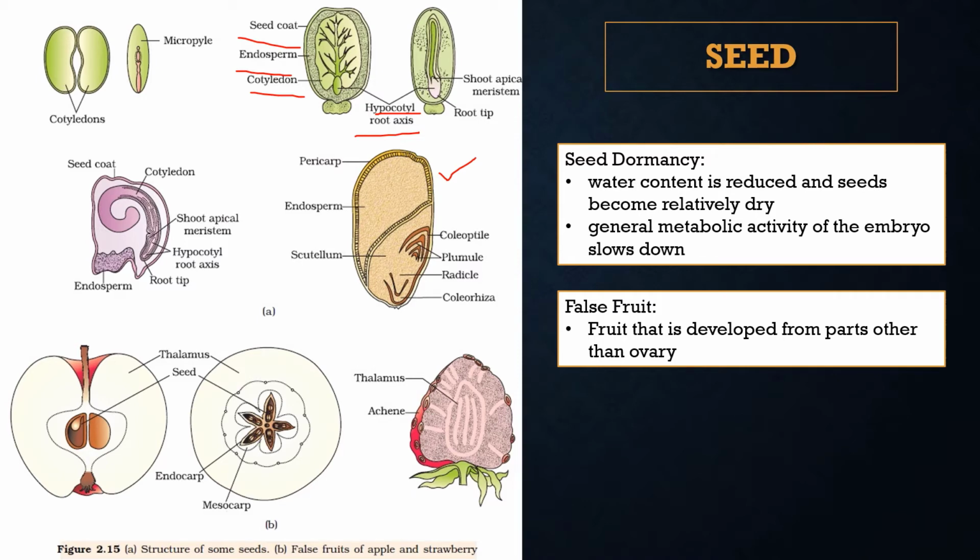Now, in some cases, the fruits that are formed are not true fruits. So we have to understand what a true fruit is first. True fruit means, we all know, in the previous slide we saw that the fruits are typically developed from the ovary.